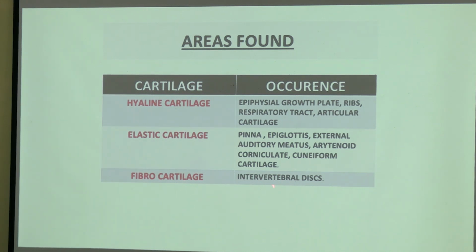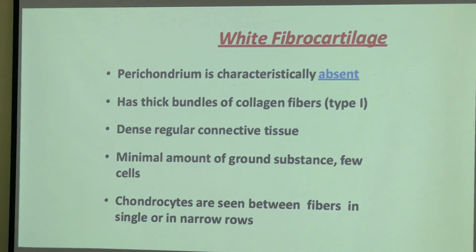Next, fibrocartilage, intervertebral disc. Have you heard about the intervertebral disc? In the intervertebral disc, this fibrocartilage is present. Next, the last type is the white fibrocartilage. So perichondrium is absent. This is the most important part of the white fibrocartilage, that perichondrium is absent.